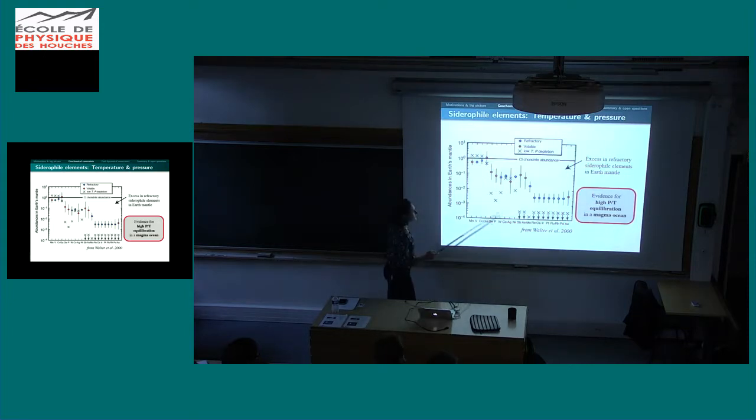And that's the strongest evidence to say that there has been some equilibration between core and mantle at high pressure, high temperature. That's also one of the strongest pieces of evidence for the existence of a magma ocean in the early Earth.